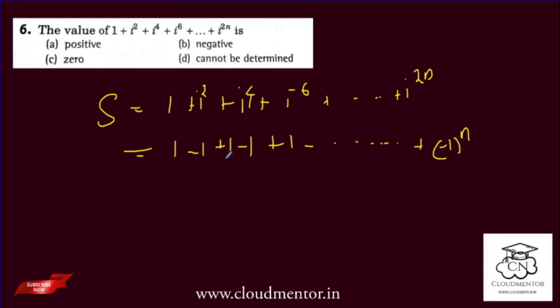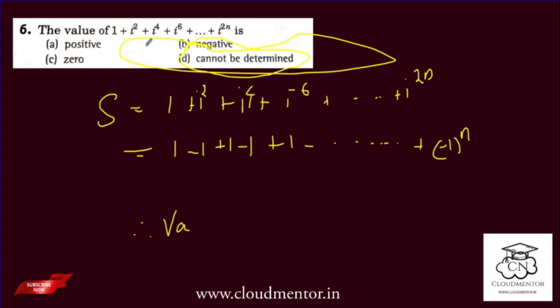So here the value of s depends upon n, the value of n. So therefore the value cannot be determined, so option D is the right answer because it is dependent on n. So option D is the right answer.